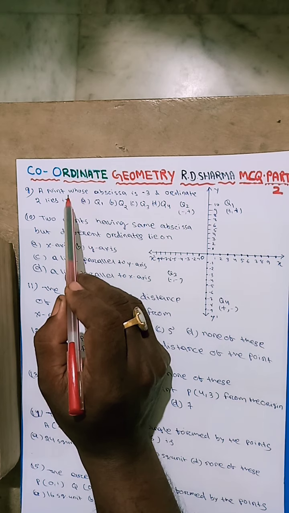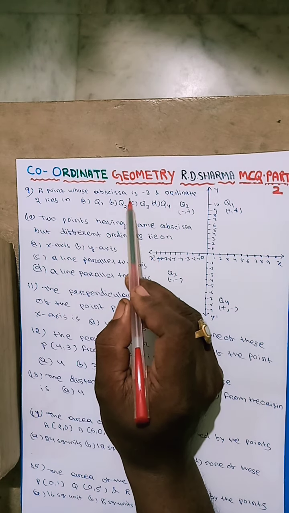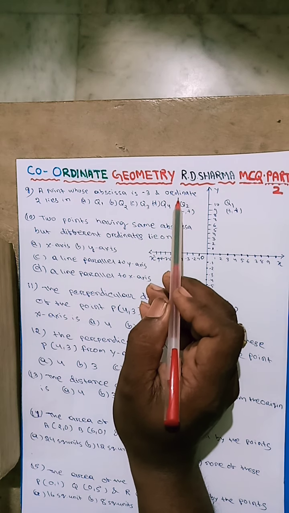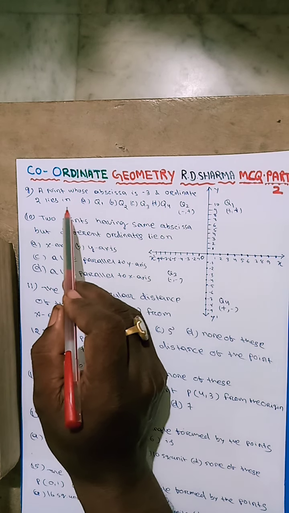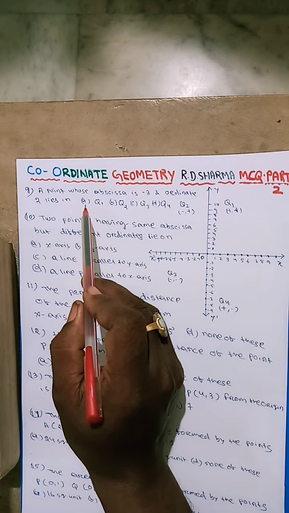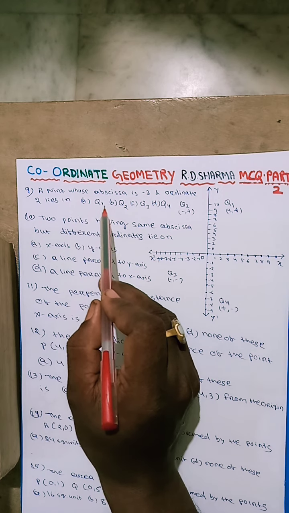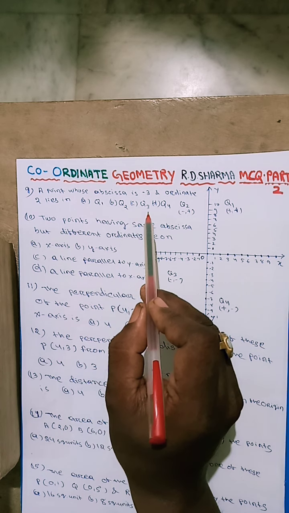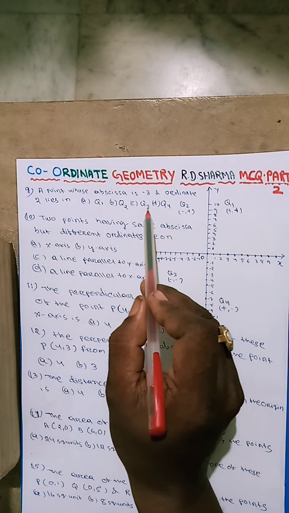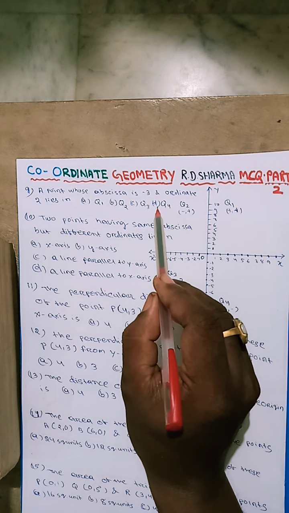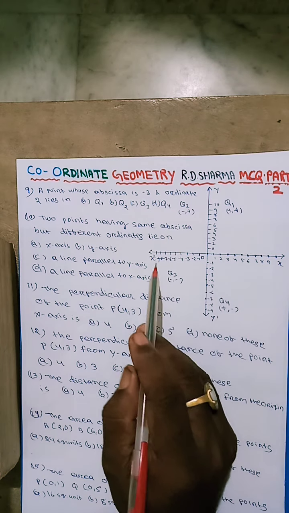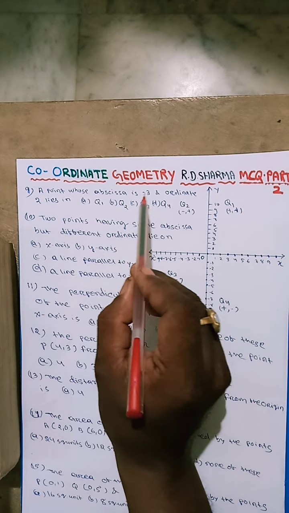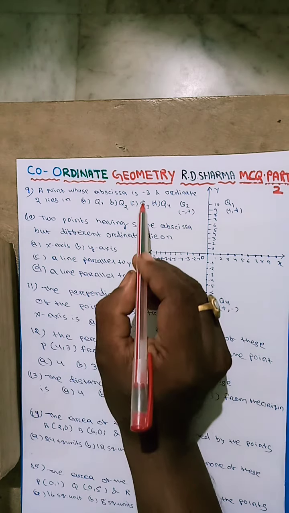Number 9: a point whose abscissa is -3 and ordinate 2 lies in option A Quadrant 1, option B Quadrant 2, option C Quadrant 3, option D Quadrant 4. First, mark the abscissa and ordinate.